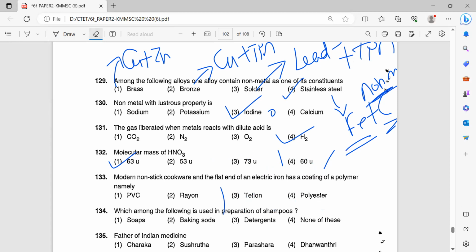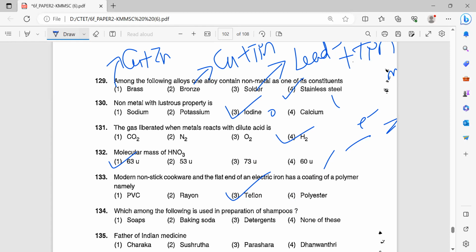Next, modern non-stick cookware and the flat end of an electric iron have a coating of a polymer, namely Teflon. Non-stick cookware is usually used now, right? This polymer is called Teflon. What this Teflon will do is it will not make the substance attach. It will not make the substance stick to the surface. So Teflon is used in non-stick cookware.